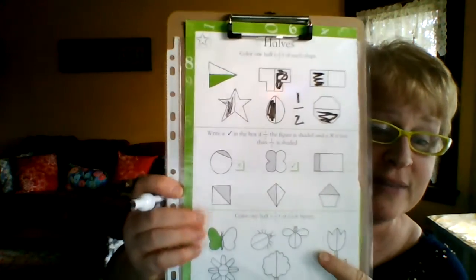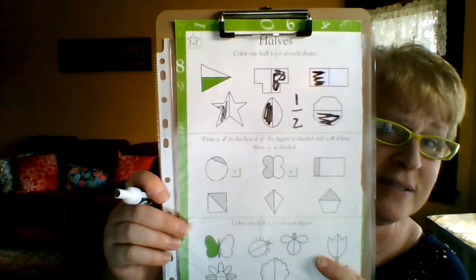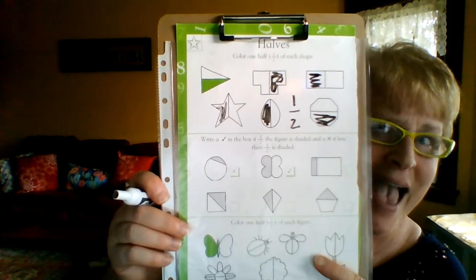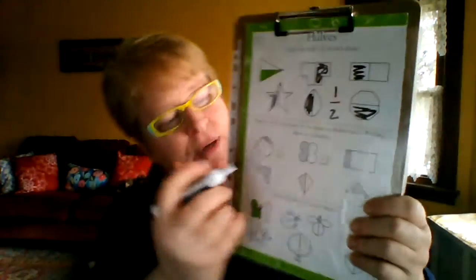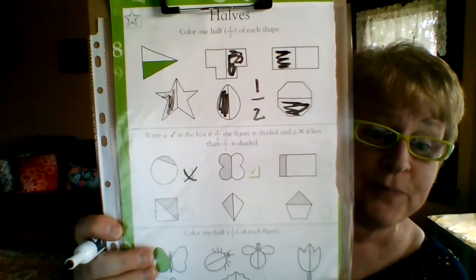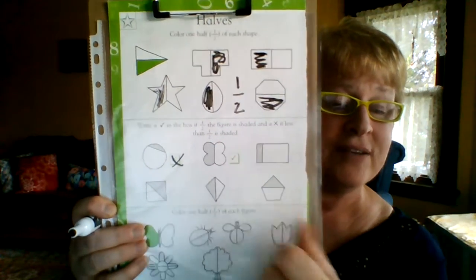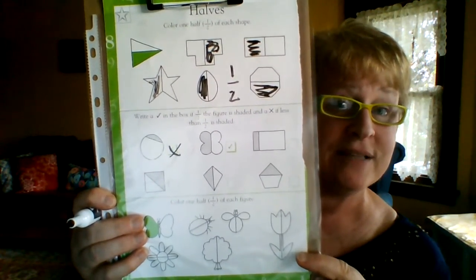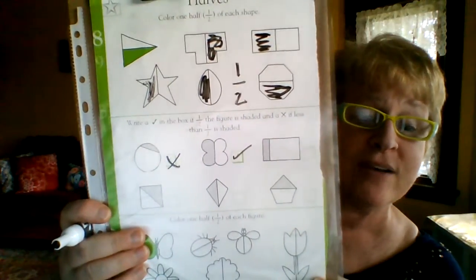Now look at the first one. They did this for us. Here's a circle, and it's split into two pieces, but that is not half of the shape. So it is not a true fraction. So they put an X in the box to show it was not a fraction. Let's look at this. It looks like a butterfly, and it's cut in half, and the two sides are the same size and shape. And one of the sides is shaded, and that is a true half. So they put a check. Yes, that is a correct fraction.